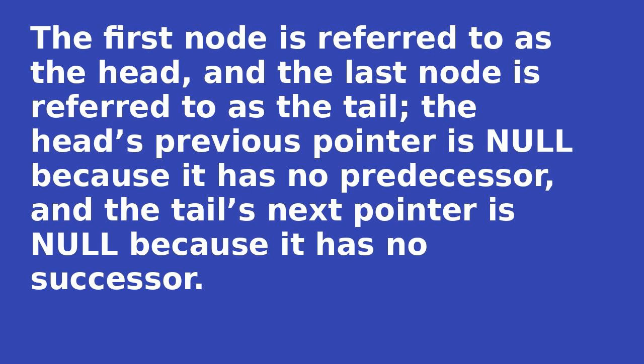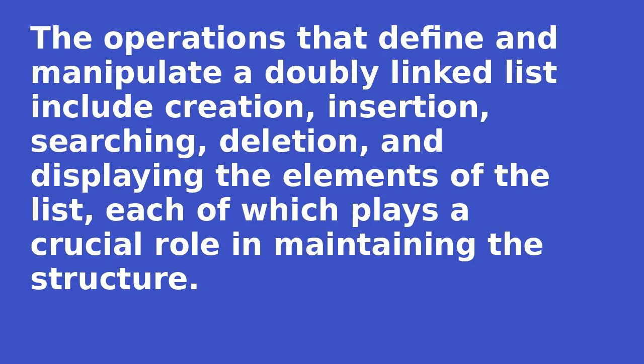The first node is referred to as the head, and the last node is referred to as the tail. The head's previous pointer is null because it has no predecessor, and the tail's next pointer is null because it has no successor. The operations that define and manipulate a doubly linked list include creation, insertion, searching, deletion, and displaying the elements of the list, each of which plays a crucial role in maintaining the structure.